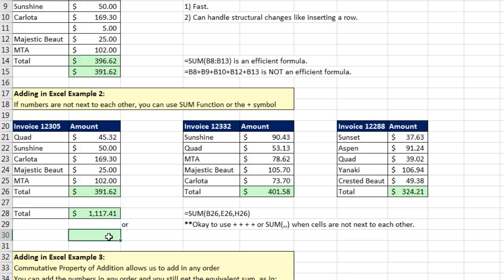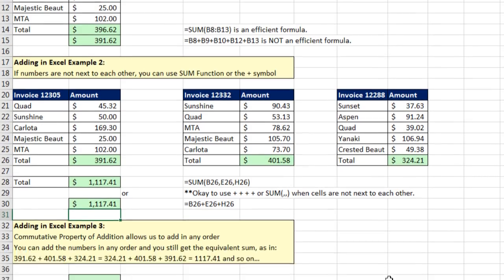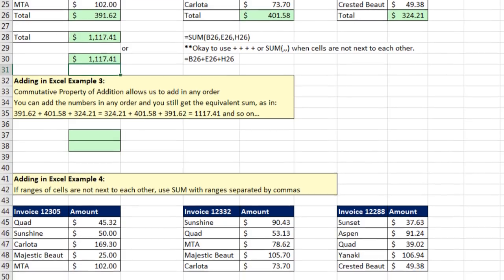We could just as efficiently do equal sign and then click on the first cell that we want to add. I'm going to use the plus symbol on the number pad. Click, plus, click. And there we go. When I hit Enter, either one of those formulas would be OK because the numbers we're adding are not directly next to each other. Now let's scroll down and look at our next example.